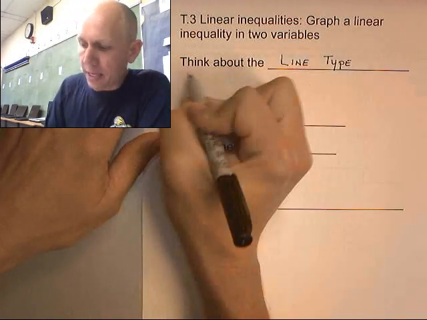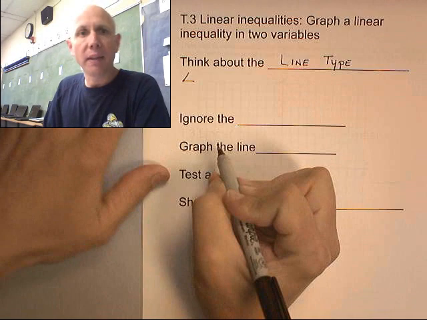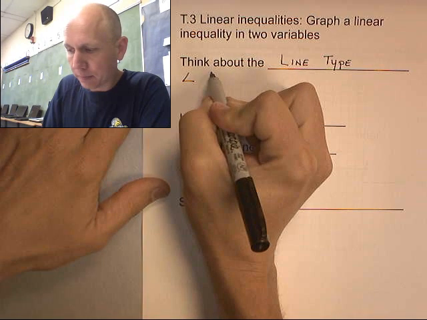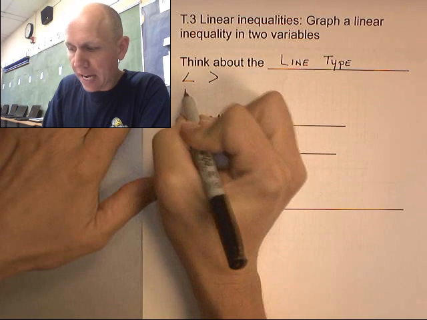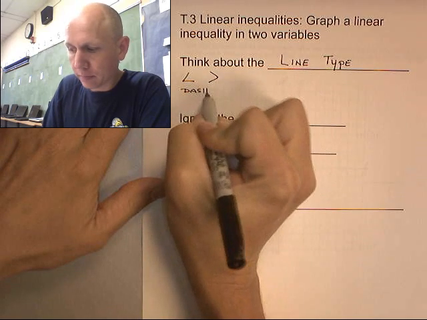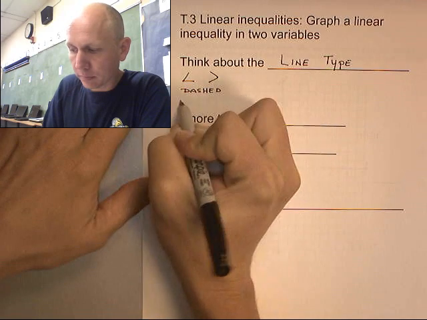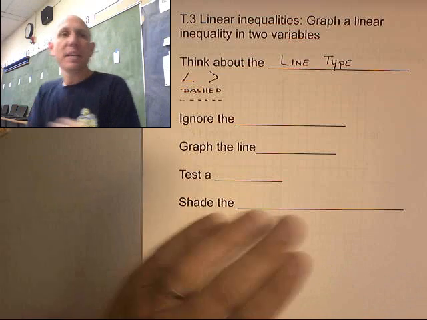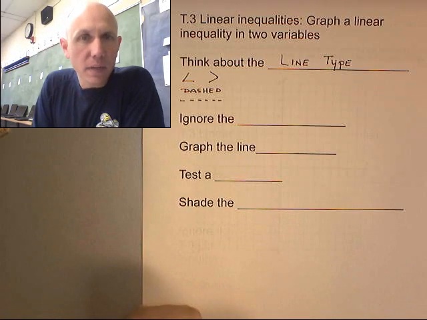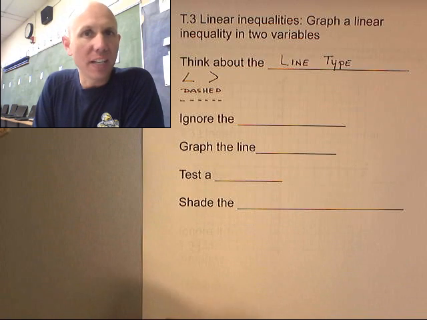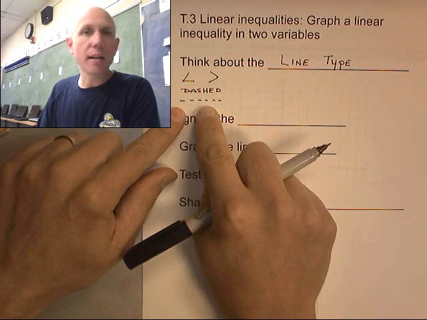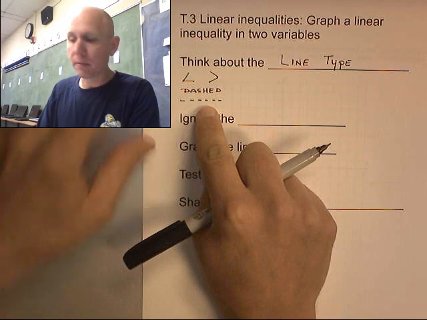Here's what that means. If I have a less than, that's going to be a dashed line. Actually, these two, a less than or greater than, these are dashed lines. And that's because the line itself is not part of the solution. That's why we use a dashed line. A point that is actually on that line is not included in the solution for that.